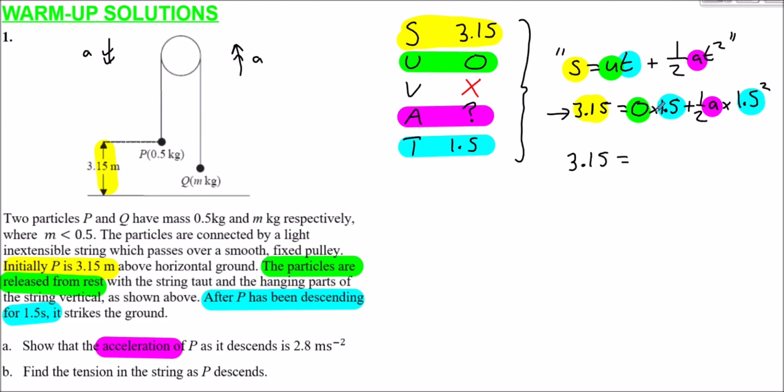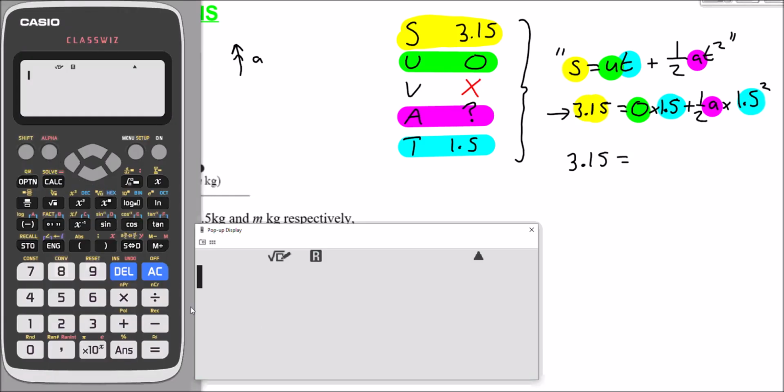This stuff here is worth nothing. In other words, it can be ignored entirely. And then a half multiplied by 1.5 squared, we can calculate using, well, a calculator. So 1/2 times 1.5 squared is going to give us a value of, let's see, 9/8.